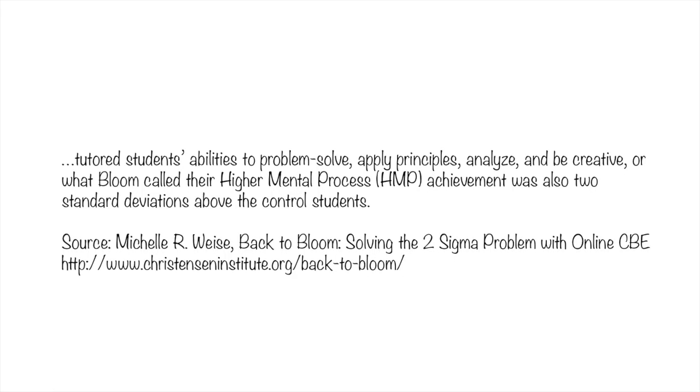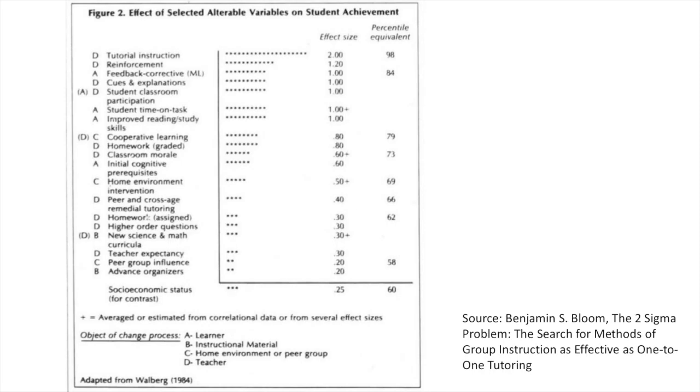Tutored students' abilities to problem solve, apply principles, analyze, and be creative, or what Bloom called their higher mental process achievement, was also 2 standard deviations above the control students when all the research was done. So here's what Bloom listed. They basically went and started to research, okay, if I do something like peer tutoring, what change does this make? How does this improve student learning?